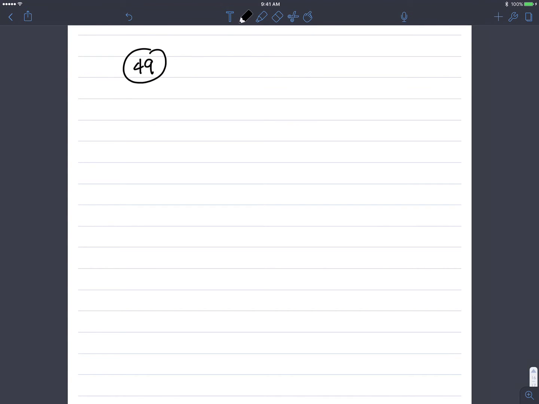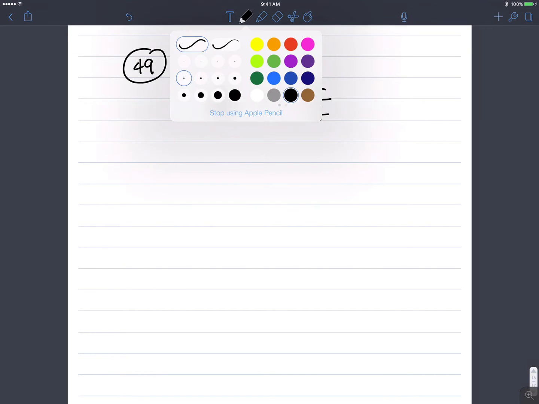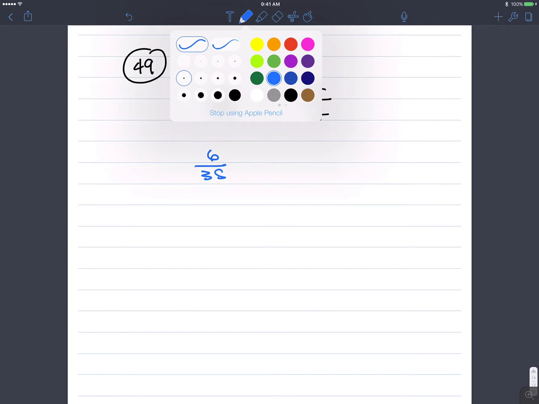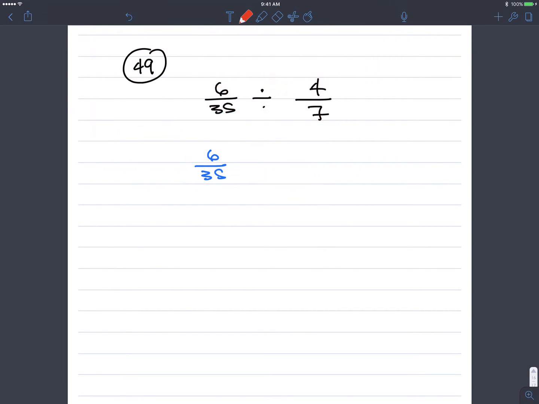49. 6 over 35 divided by 4 over 7. Keep the first fraction the same. Flip the second fraction over. 7/4, and now be sure to multiply. When you multiply fractions, you multiply horizontally across. 6 times 7 over 35 times 4.